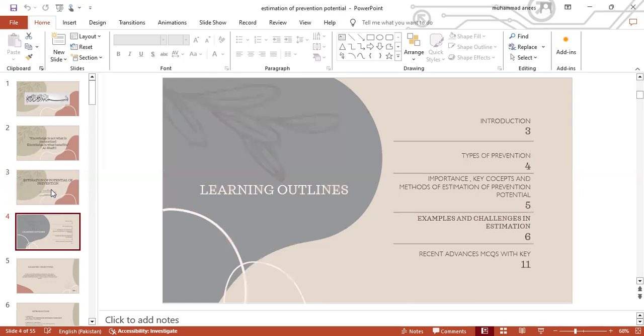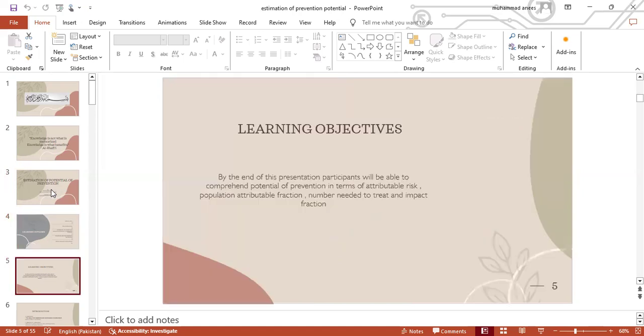Learning outlines will be introduction, a brief overview of types of prevention. Then we're going to move on to importance, key concepts, and methods of estimation of prevention potential. Then there will be certain examples and challenges in estimation, and at the end, recent advances, MCQs with key. Learning objectives: by the end of this presentation, participants will be able to understand the potential of prevention in terms of attributable risk, population attributable fraction, number needed to treat, and impact fraction.